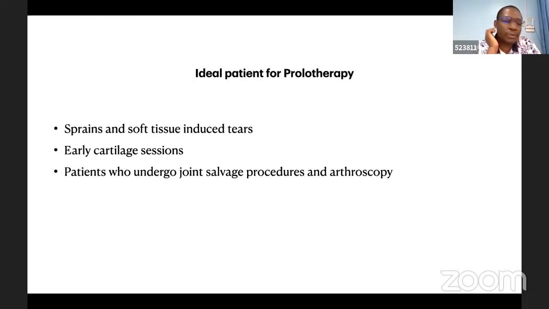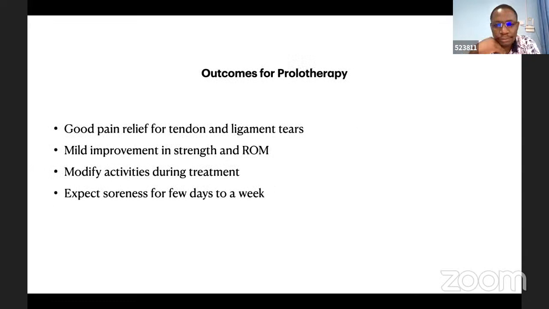And some of these companies provide these machines for free. And if you can offer them, especially for the patient who is not yet ripe for arthroplasty, then it is not such a bad idea. The ideal patient, as I've said, will be early cartilage lesions or patients undergoing salvage procedures after arthroscopy. Maybe you've repaired your tendon and you want to enhance its healing, or sprains and soft tissue induced tears. The outcomes are good. Expect some soreness if you inject.